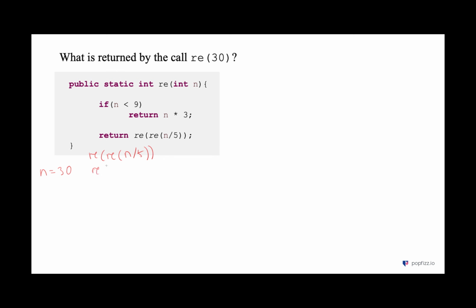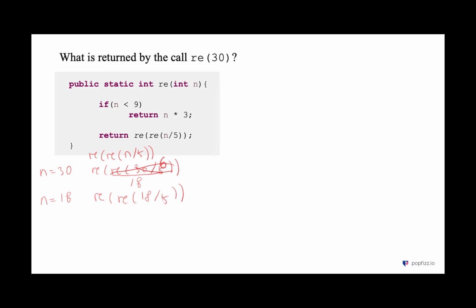So, 30 divided by 5. 30 divided by 5 is 6. And our n value for this inside recursive method call is 6. Therefore, it meets the base case. So this whole recursive method call inside the parentheses is going to return 6 times 3, which is going to give us 18. We still have the outside recursive method to take care of, and our n value at this time is 18. So re(18) does not meet the base case, so we are at the last return statement, where it is re(18 divided by 5).